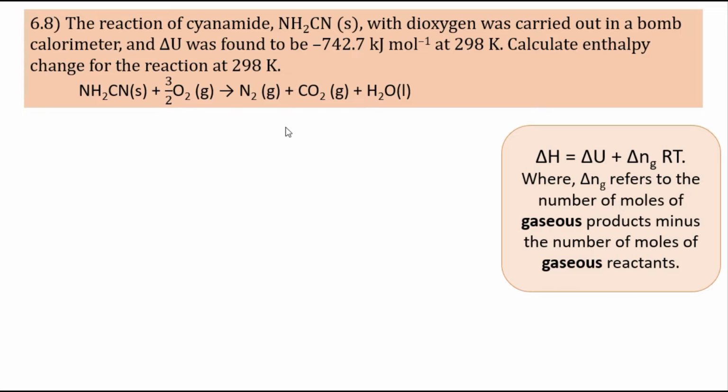So see, in this reaction there are two compounds which are in gaseous state among the products, that is N2 and CO2, and one reactant, that is O2, in gaseous state. So in this reaction we are going to consider only gaseous compounds to find out delta n_g. So let's write down the solution.